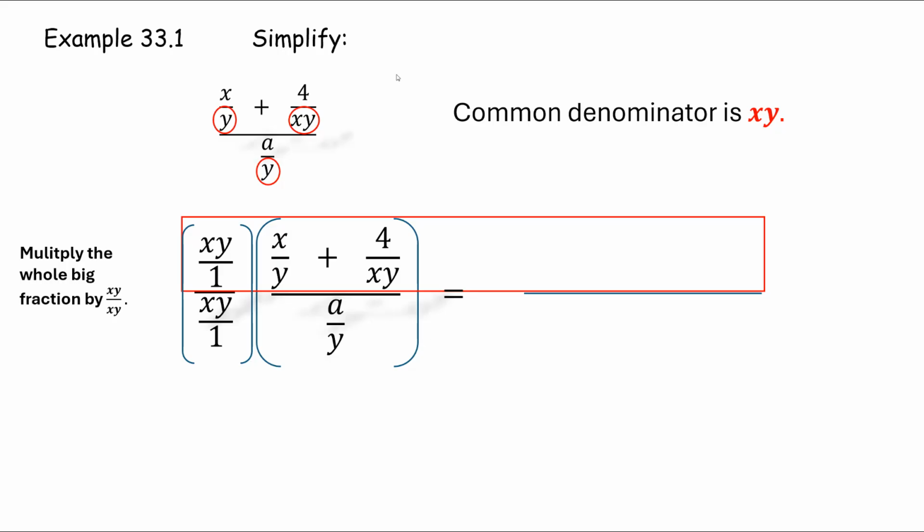All right, so we're just going to use the distributive property, xy over 1 times x over y. When you do that, the y's cancel, and you have x squared. Okay, next we are going to multiply xy over 1 times 4 over xy. When you do that, the xy cancels, and you just end up with 4. So we end up with x squared plus 4 on the top.